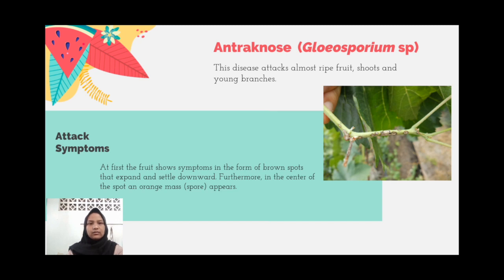This disease mostly attacks ripe fruit, shoots, and young branches. The attack symptoms of this disease: at first the fruit shows symptoms in the form of brown spots that expand and sink downward. Furthermore, in the center of the spot there is an orange mass.